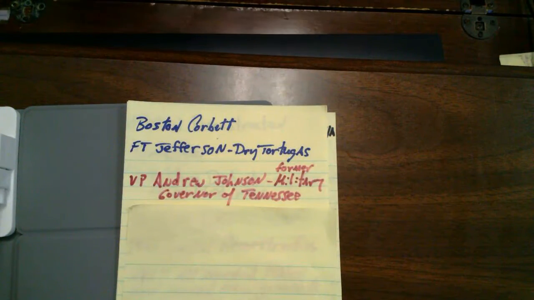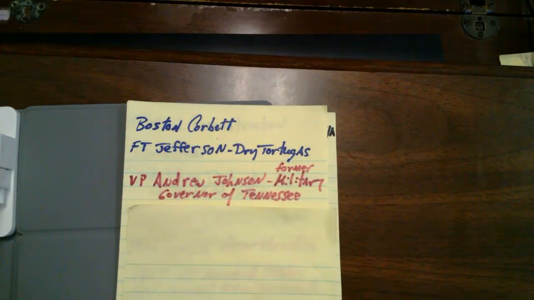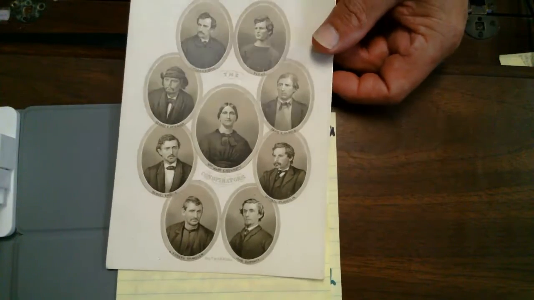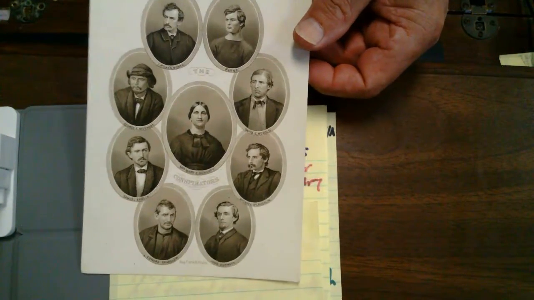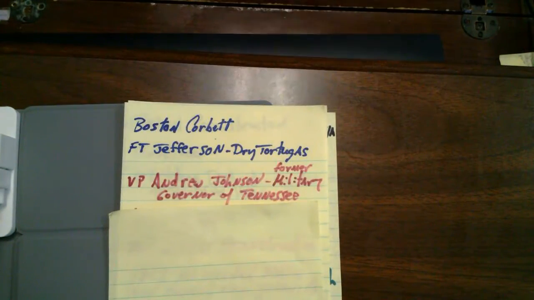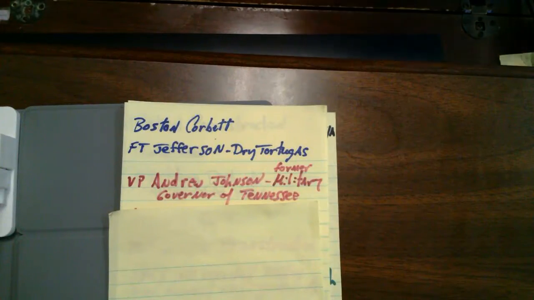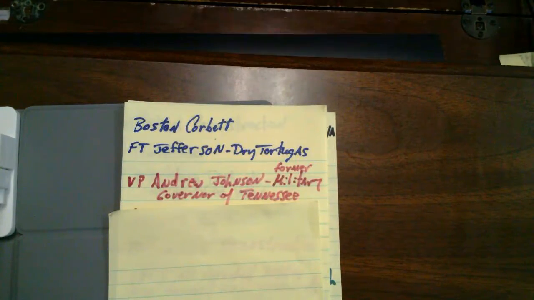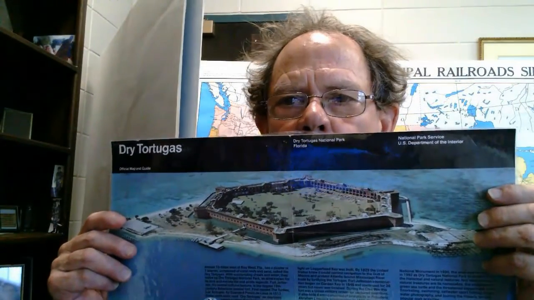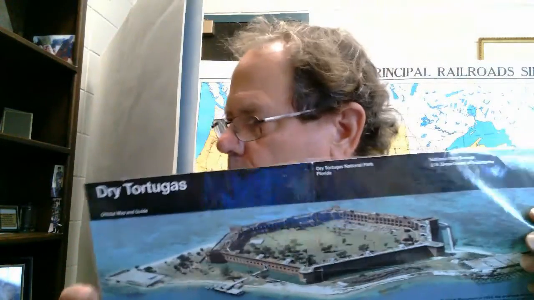What happened to Dr. Samuel Mudd and some other conspirators? In fact, all in all, we had 8 conspirators that were involved in this. 4 of them, of course, were executed. The remainder received long terms. I think one actually escaped over to England. And Samuel Mudd was sent out to Fort Jefferson in the Dry Tortugas.